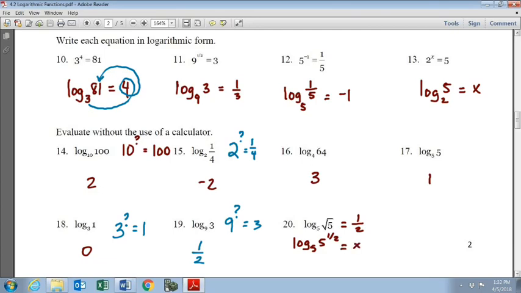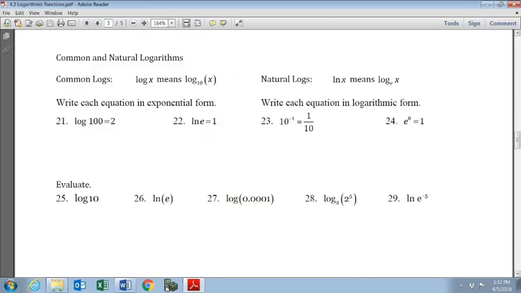So here's one way you could do this. Let me say, I don't know what this is, so I'm going to say it equals x. Now I'm going to change to exponential form. My base is 5, so we get 5 to the x power equals 5 to the 1/2 power. And now it's pretty clear that x is a half. So you could let the left side equal x, change to exponential form, and then it's pretty clear that x is a half. So the answer here is a half. All right, let's move on to the next page.